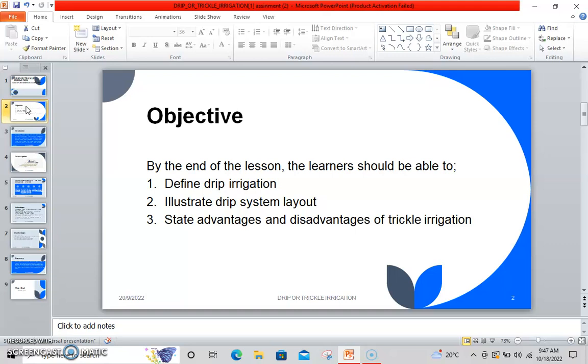So we'll begin with the objectives of this lesson. By the end of this lesson, the learners should be able to define drip irrigation, illustrate drip system layout, state advantages and disadvantages of trickle irrigation.